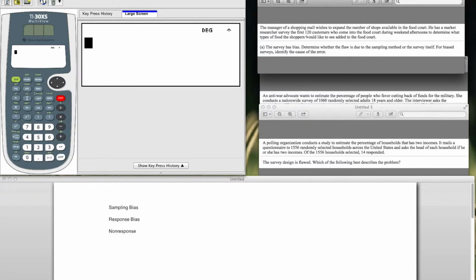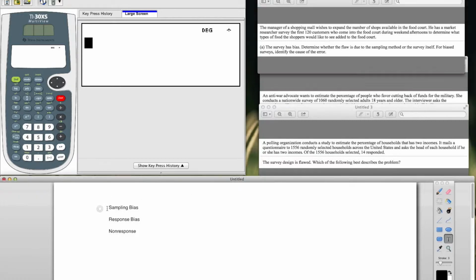It surveys the first 120 customers, and the reason there's bias is because a sample doesn't really represent the population as a whole, especially when it's just the first afternoon customers. It doesn't survey people from the morning or probably people from the night. So this type of bias would be a sampling bias. Question number 1.